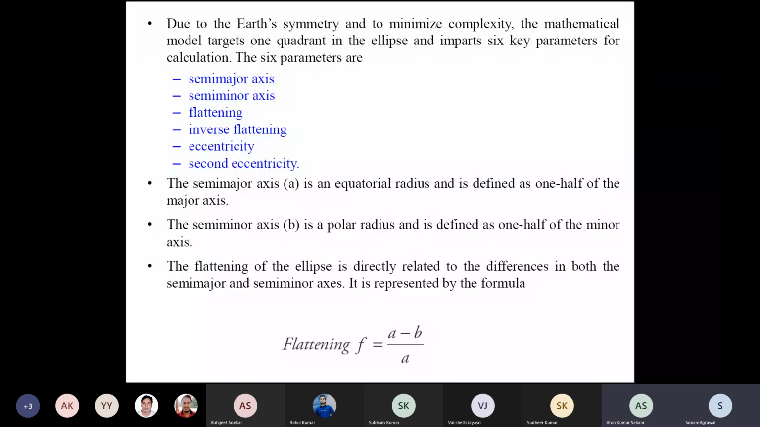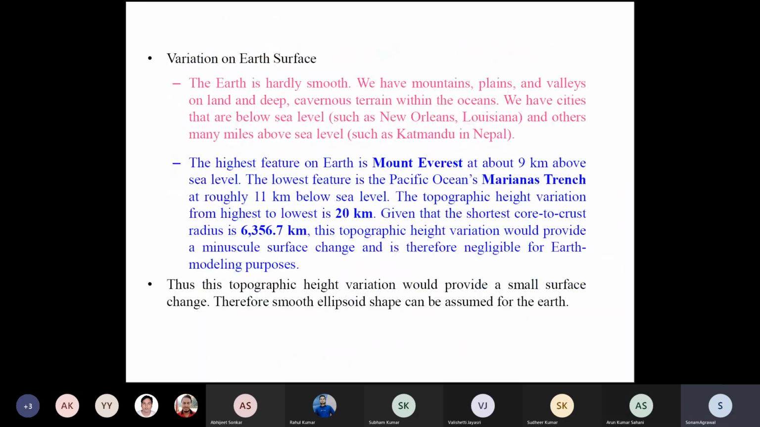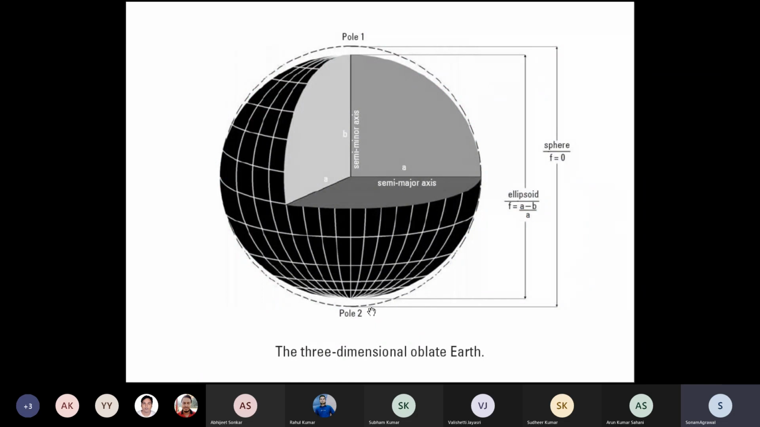Okay, ma'am. And what is oblate Earth? Because in that figure, the 3-dimensional oblate Earth, what does oblate mean here? You can see the difference in the shape. If you see this dashed figure over here, it is a perfect sphere, but the Earth is not a perfect sphere. It is flattened down at the polar region. That's why the term oblate is used over here. To show this flattening, they use the term oblate Earth.